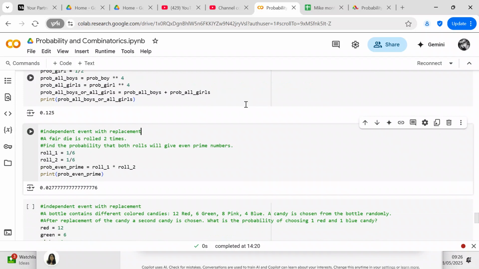Okay, so the next question is, a fair die is rolled 2 times. Find the probability that both rolls will give even prime numbers. The only even prime number is 2. So roll 1 is 1 divided by 6, and roll 2 is 1 divided by 6. The probability that both rolls are even prime numbers is roll 1 times roll 2, which is 2.78%.